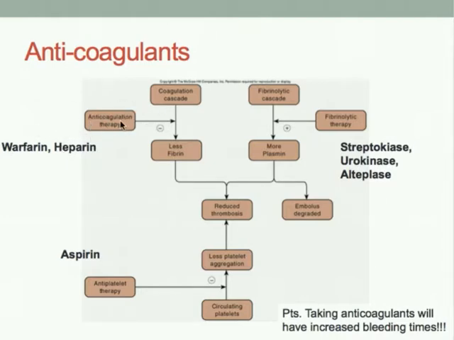Warfarin is competitive with vitamin K so that you cannot create coagulation factors at the same level. So if there's less coagulation factors, there's less fibrin and less clotting. So that would be something given to somebody who has a very high risk of infarct, stroke, heart attack.